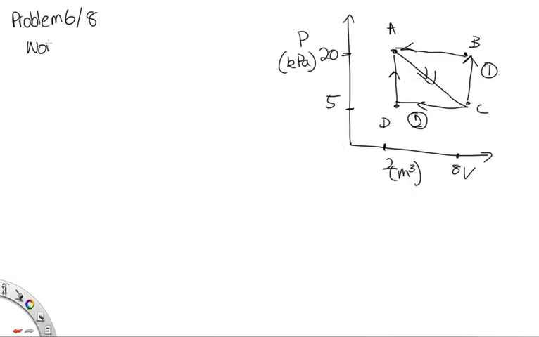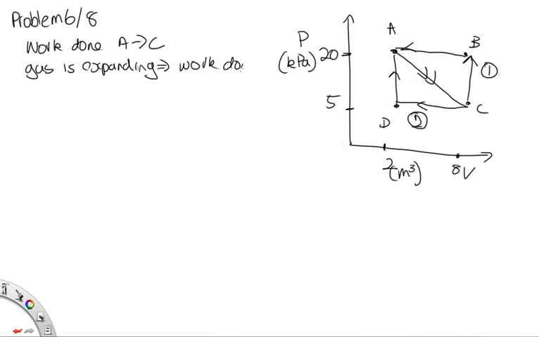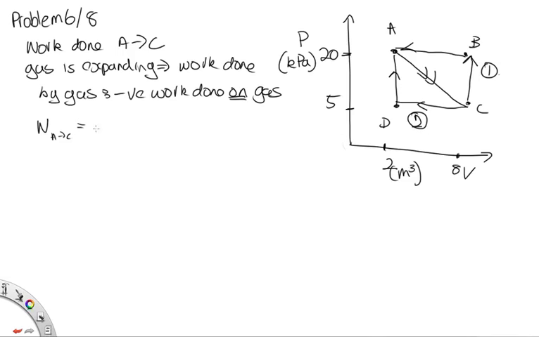Okay, so work done A to C. Well, the gas is expanding, which implies that the work is done by the gas, which means that there's negative work done on gas. The question asks us about the work done on the gas. So this will be negative. So the work done from A to C is equal to minus the integral of P dot dV, which is just the area under this curve here.